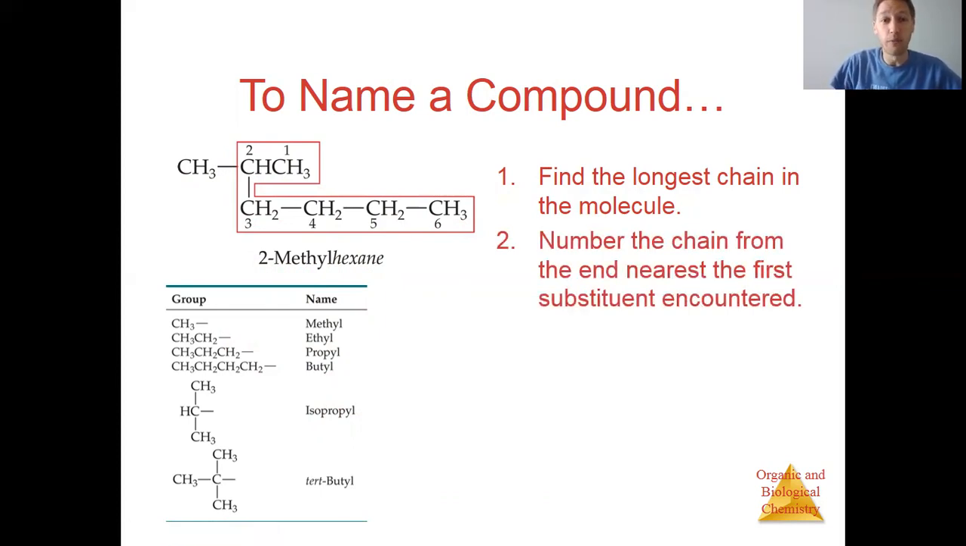We only have 1 thing attached to it. Because we only have 1 thing attached, we're going to give that thing the lowest number. So we're going to say that on the second carbon, there's another branch coming off. So we have our main tree, and then we have a branch. That branch stems from the second carbon.